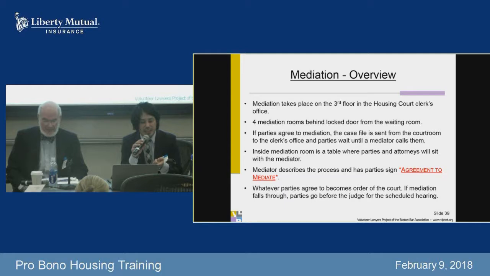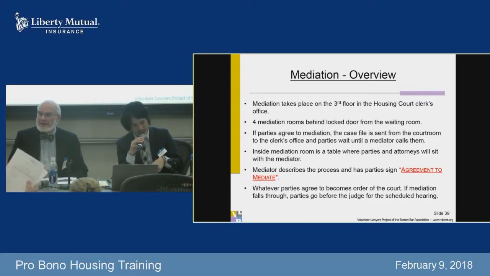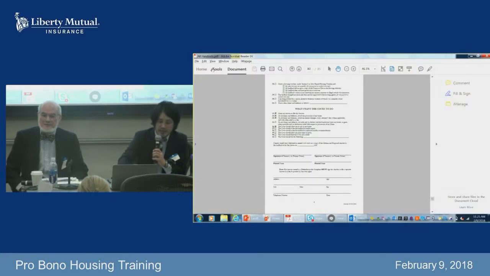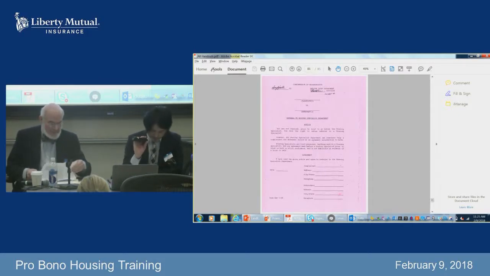If the parties agree to mediation, the case file is sent from the session clerk's office up in courtroom 10 or 12, down to the housing court clerk's office where the mediators are, and the parties will wait there until a mediator is freed up and calls them. And once they're called, they'll come into a mediation room. There will be a table. Parties and attorneys will sit down with the mediator, and the mediator will describe what the mediation process is, that if they don't arrive at an agreement, they can always go back to court. And if all the parties agree, then they'll go ahead and fill this out right here, which is an agreement to mediate, and they'll proceed with mediation.